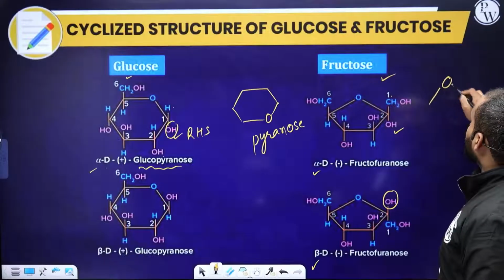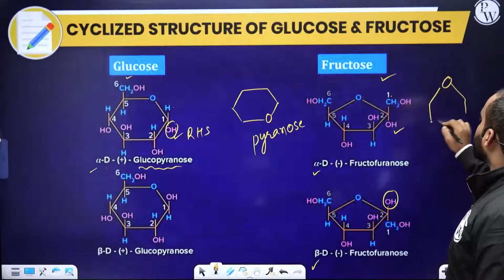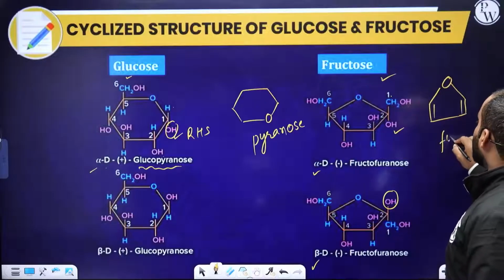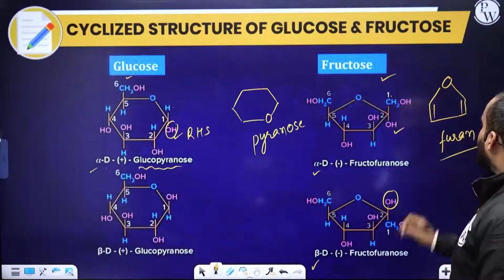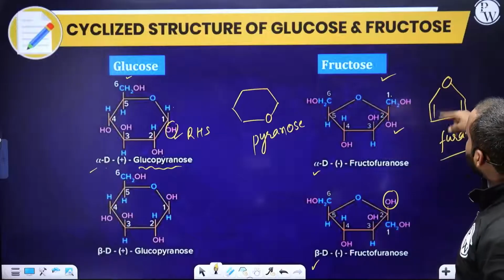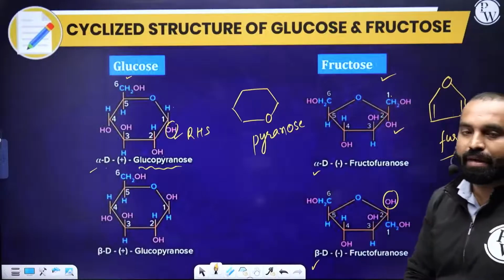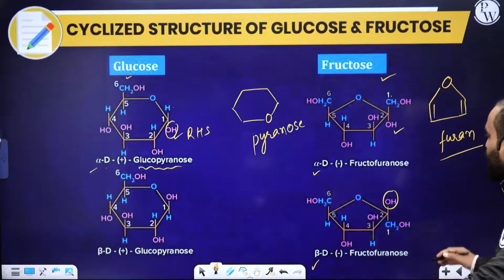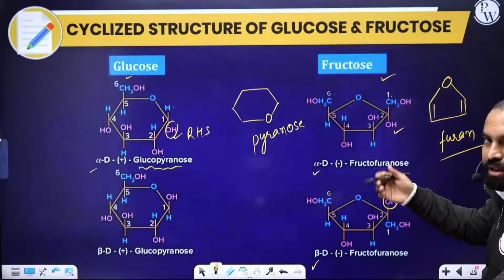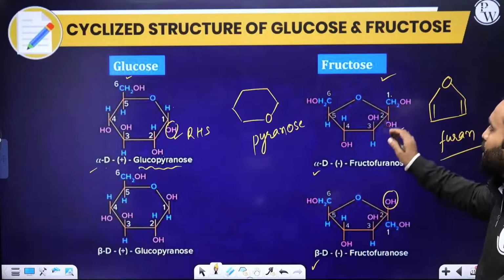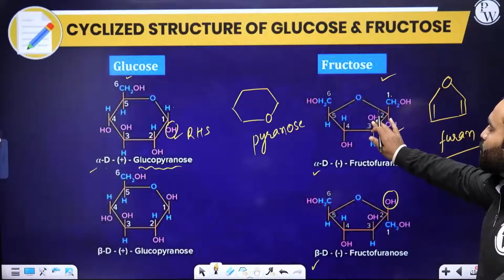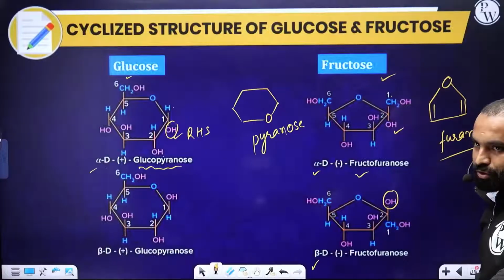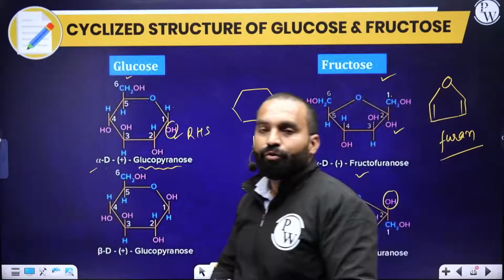And this ring is known as a furan ring. I am sure you must have read this molecule in aromatic chemistry also, which is known as the furan ring. But when you saturate this ring, it becomes tetrahydrofuran. And when I decorate this molecule with CH2OH, OH, H, OH, H, OH, H, this becomes fructofuranose.